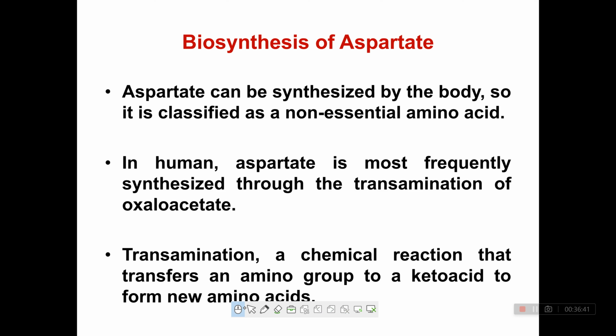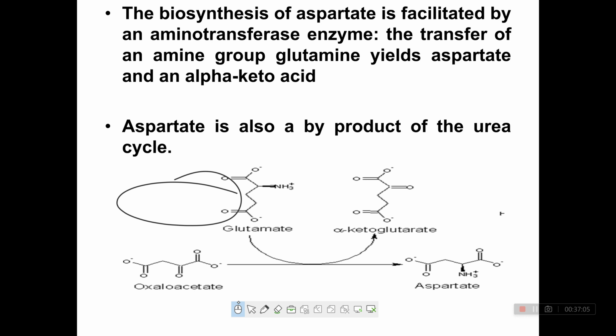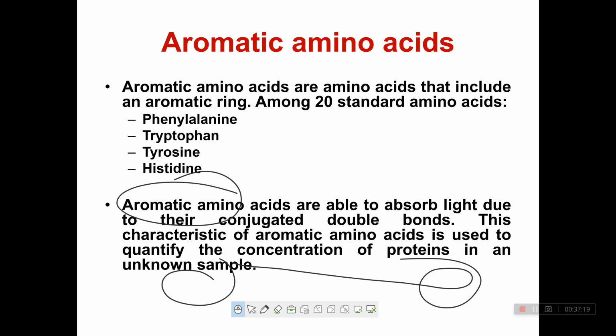Now, biosynthesis of aspartate. Aspartate can be synthesized by the body, so it is classified as a non-essential amino acid. In humans, aspartate is most frequently synthesized through transamination of oxaloacetate. So oxaloacetate is converted into aspartate, and the intermediate utilized in this biosynthesis of aspartate is oxaloacetate.